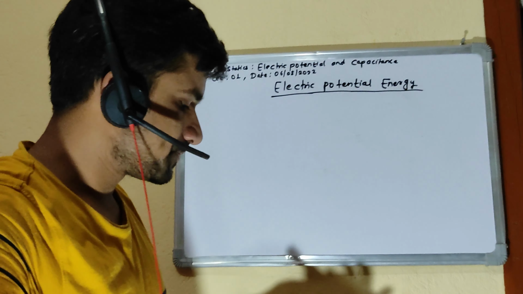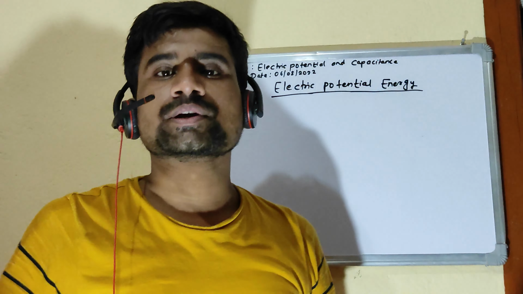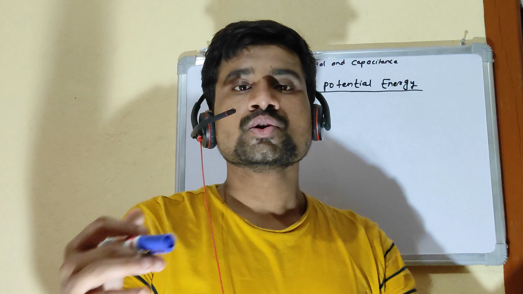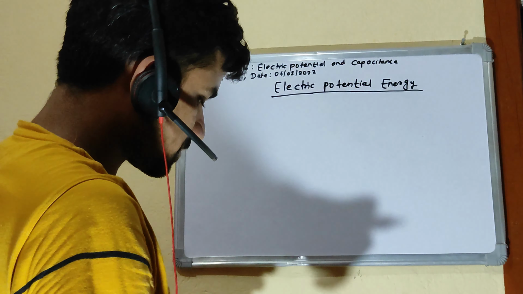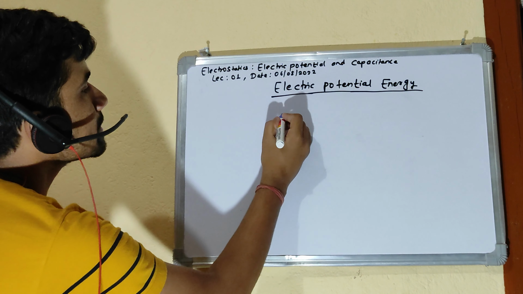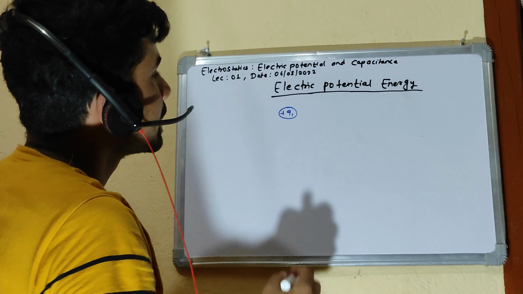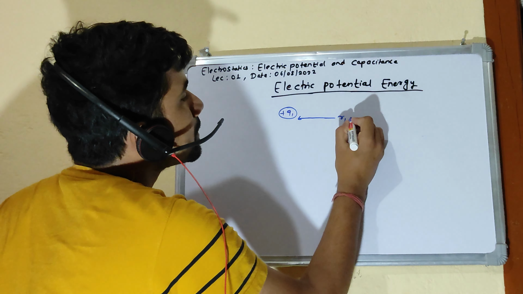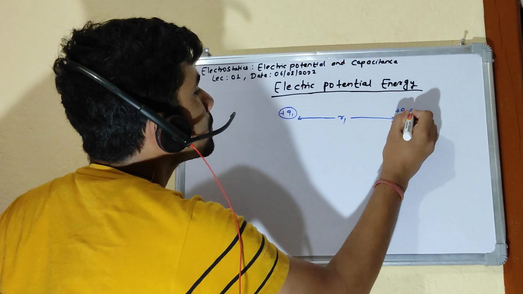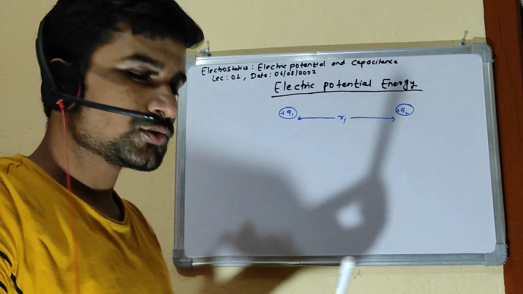So potential energy is nothing but the work to be done to bring a system of charge together, right? Work to be done to bring a system of charge together. Let's say there is a charge plus q1, right? And then at a distance r1, there is a charge plus q2, right?